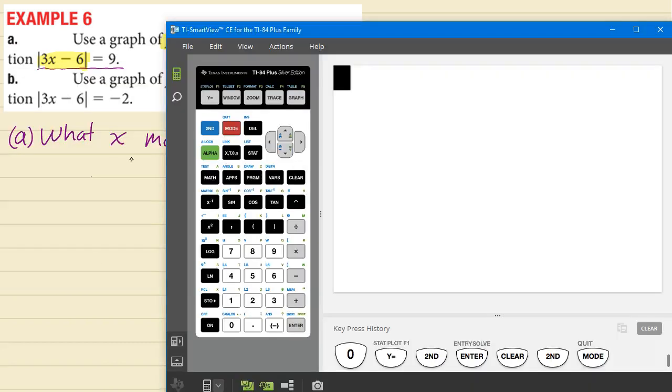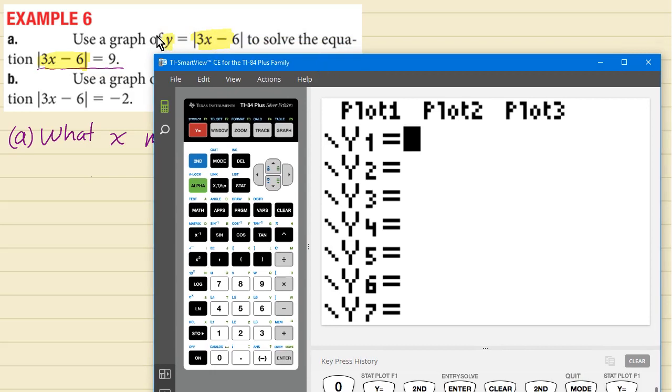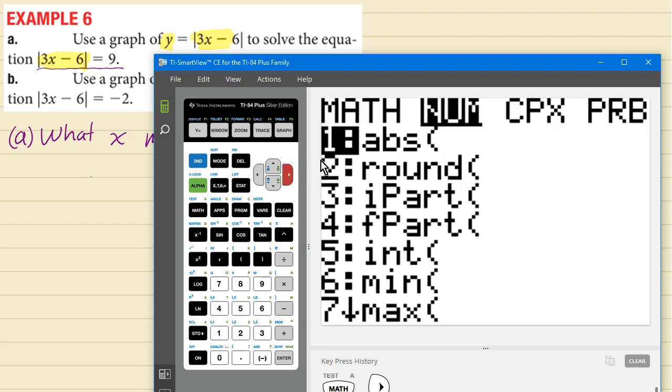We're going to go to the y equals and type in the thing we're going to graph, y equals absolute value. Here's where the absolute value is. It's in the math menu. So press math and go over to num, the second little menu within that, and then abs. That's not short for abdominal muscles, it's short for absolute value. That's number 1. We're going to use that.